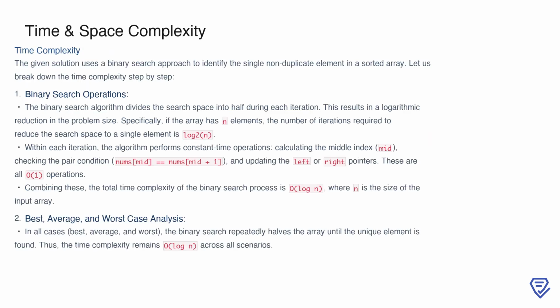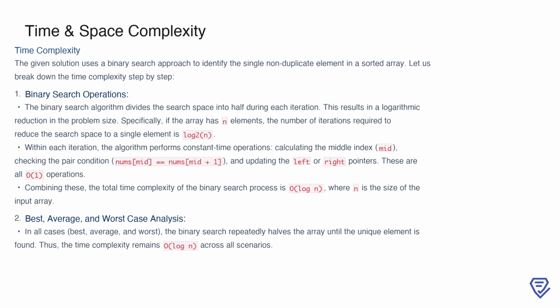The time complexity of this solution is determined by its use of binary search to locate the single non-duplicate element in the sorted array. Binary search works by repeatedly dividing the search space in half. This means that if the array contains n elements, the number of iterations required to narrow down the search space to a single element is proportional to the base 2 logarithm of n, or log base 2 of n.